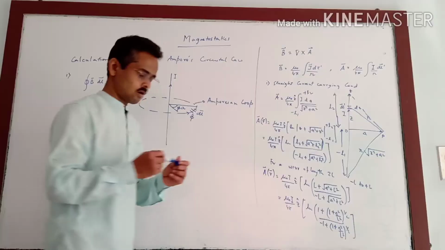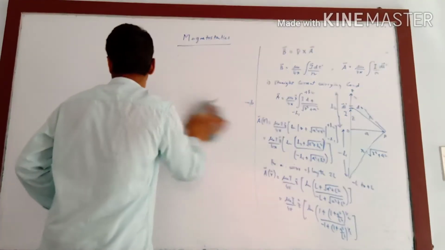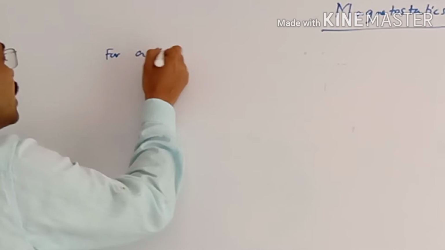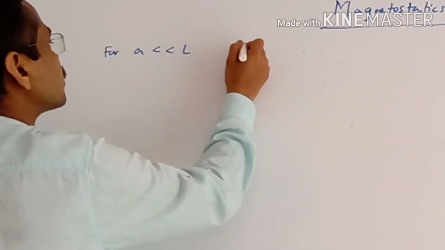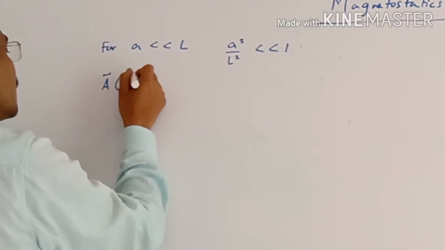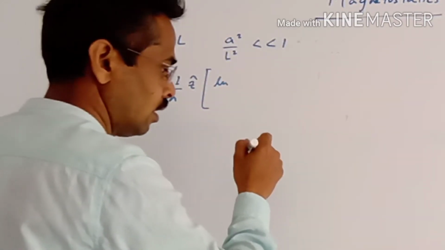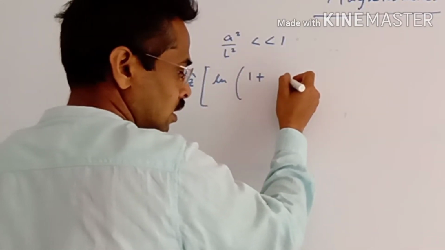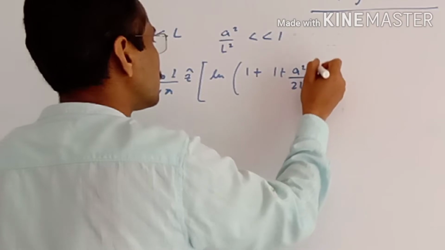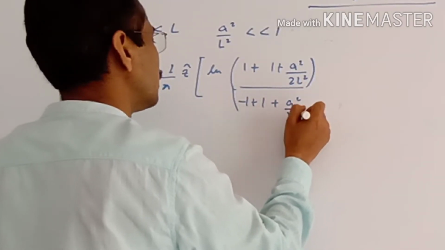And in the limiting case where a is much less than L, we can say a square by L square is much less than 1, and we can apply binomial expansion such that A becomes mu naught I by 4 pi z cap and ln of 1 plus 1 plus a square by twice L square, divided by minus 1 plus a square by twice L square.